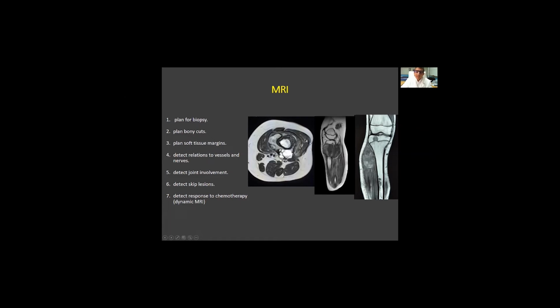It also can detect the relationship between the tumor and the important nearby neurovascular structures, whether the nearby joint is involved or not, and detect skip lesions. Skip lesions are other lesions similar to the tumor that arise within the same bone or in the nearby bone. These lesions are usually a direct extension of the tumor across the medullary canal or the nearby soft tissue and ligaments, and should be treated by surgical resection at the same time as the primary tumor.